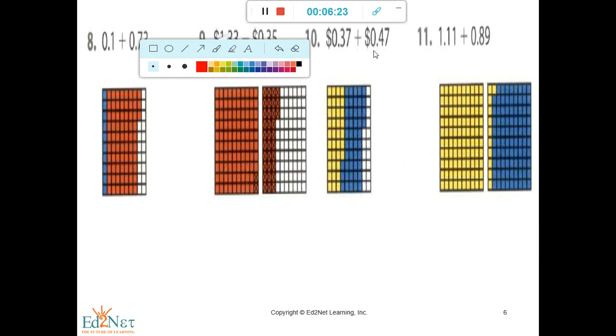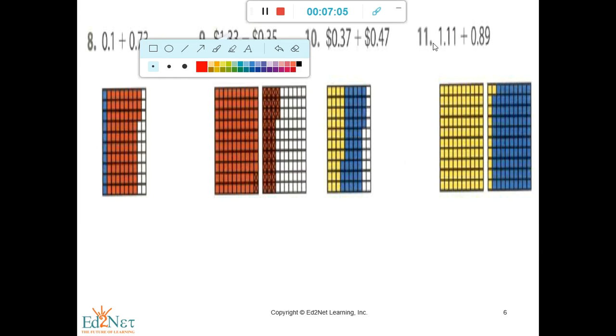Here 0.37 plus 0.47. So I bring the first hundredths grid. I shade in one color this 0.37 here. Then I start shading the other number, which is 47 hundredths, until I complete it. But it wasn't completed. Where did I reach? Here I reached 1, 2, 3, 4, 5, 6, 7, 8. It is 80 hundredths. 1, 2, 3, 4. It's 84 hundredths. It can be written as 0.84.